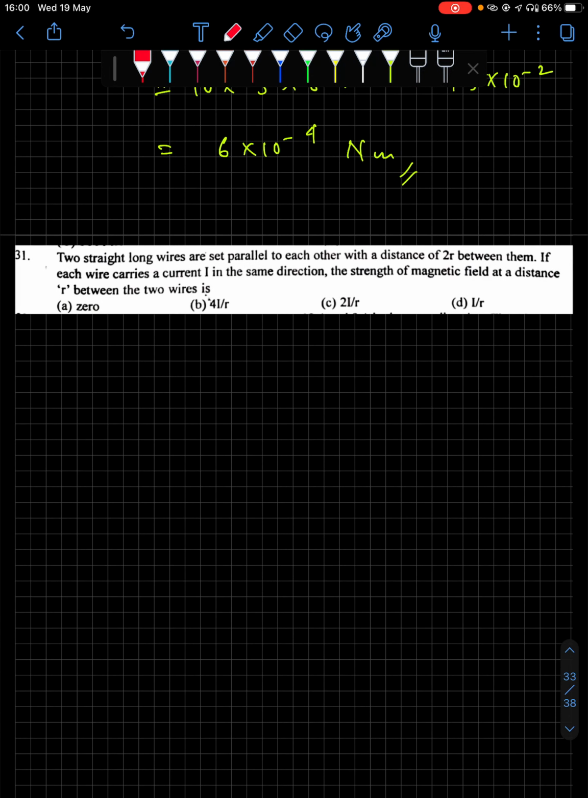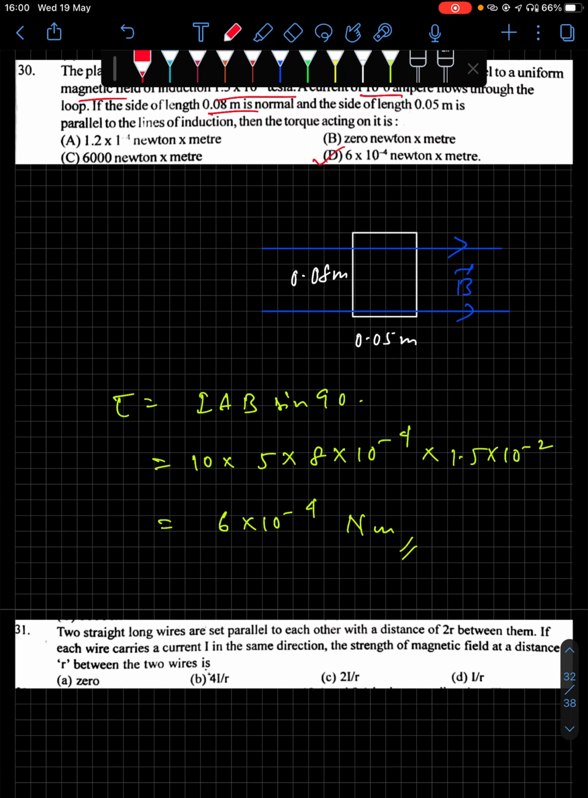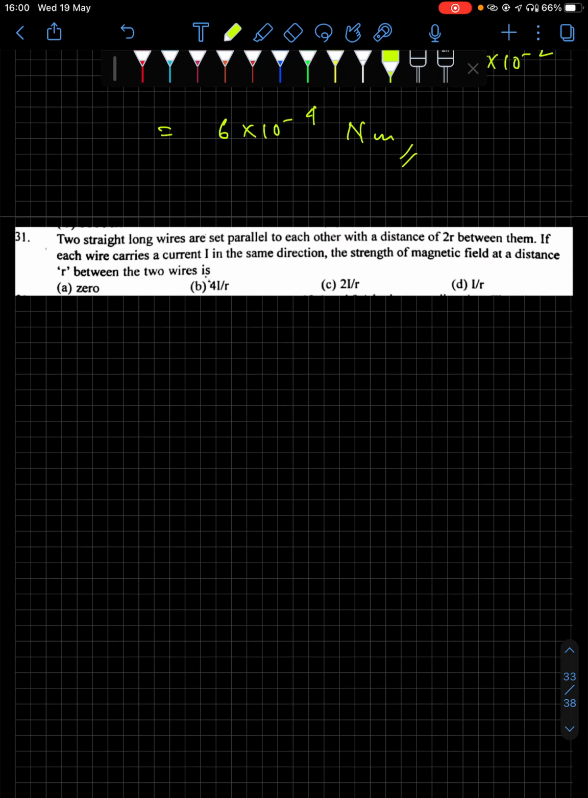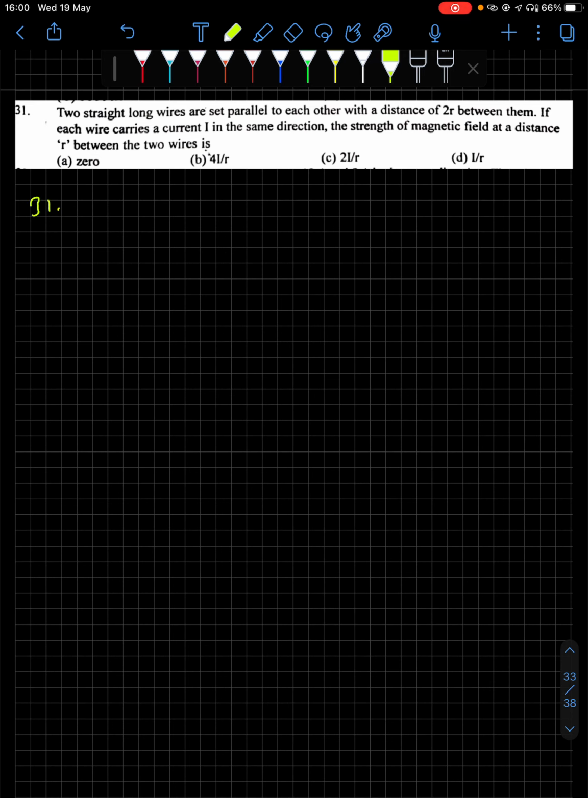Next, question number 31. You have two straight parallel wires at a distance twice r between them. Now if the wires carry current I in the same direction, the strength of the magnetic field at a distance r in between the two wires will be zero straight away.